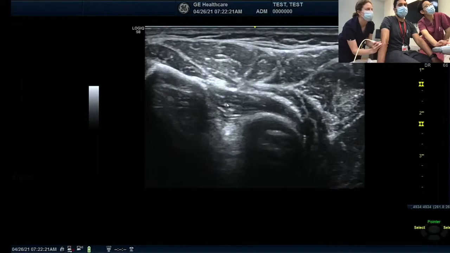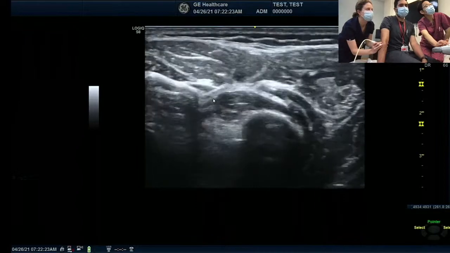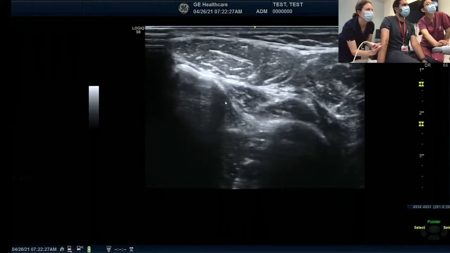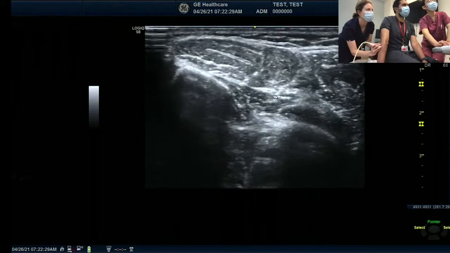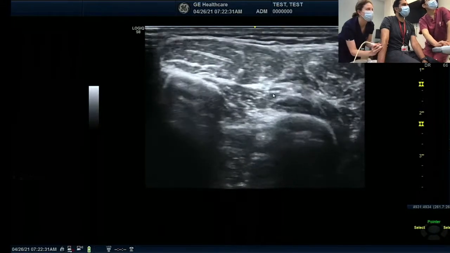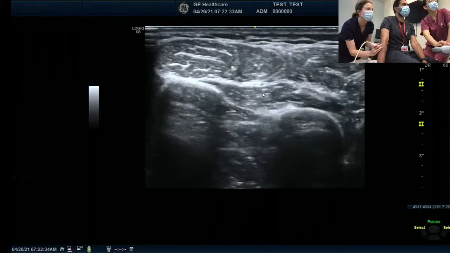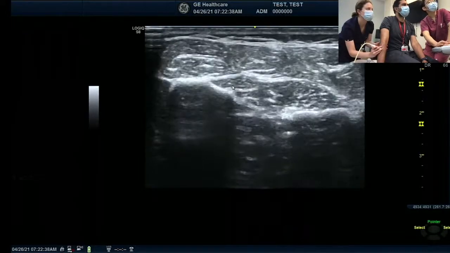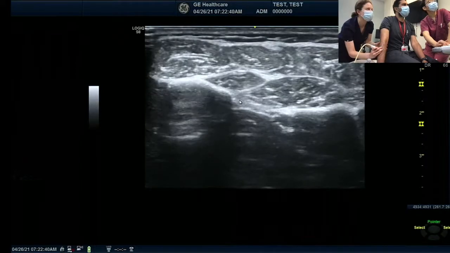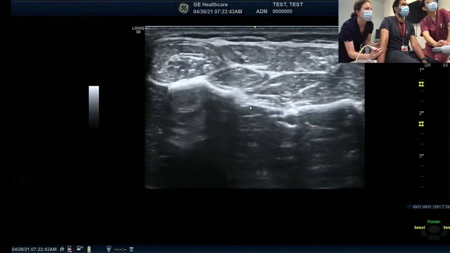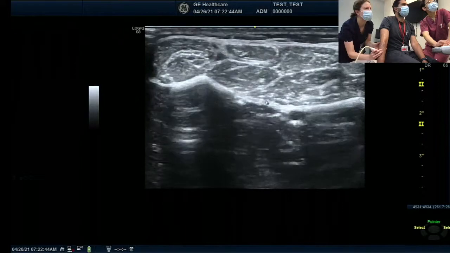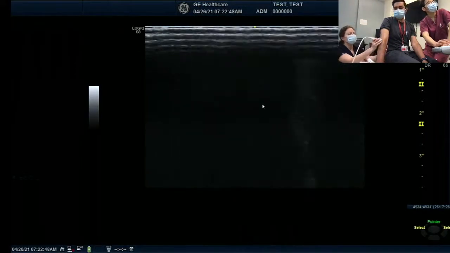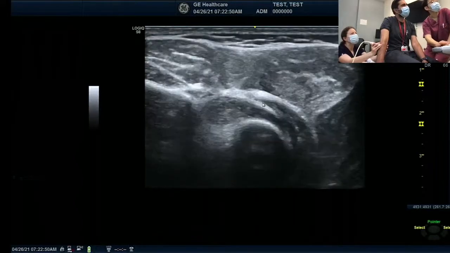Okay, now exiting the supinator. Oh, good job. Okay, continue. Continue now. APL popping out. The radial nerve is here. And then move your transducer distally, then EPL popping out here. And then the posterior interosseous nerve going to the interosseous membrane. This time it's hard to see it. You have to go up and down. Previously we were able to see it.